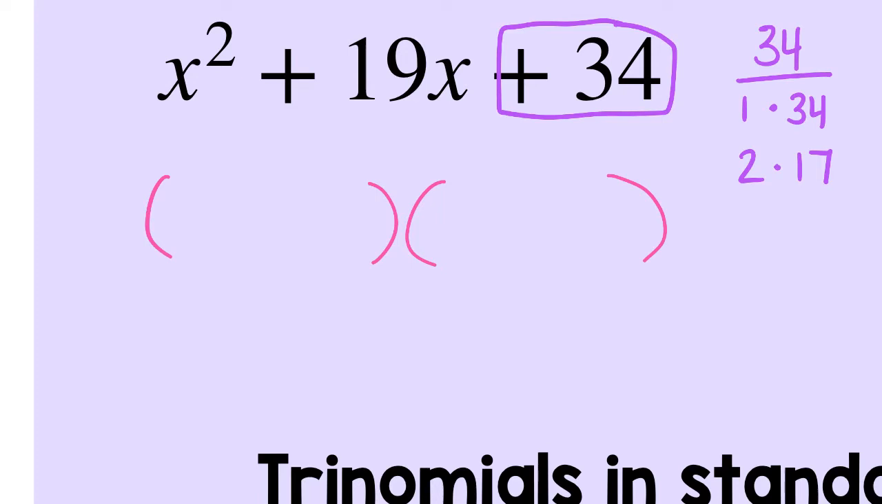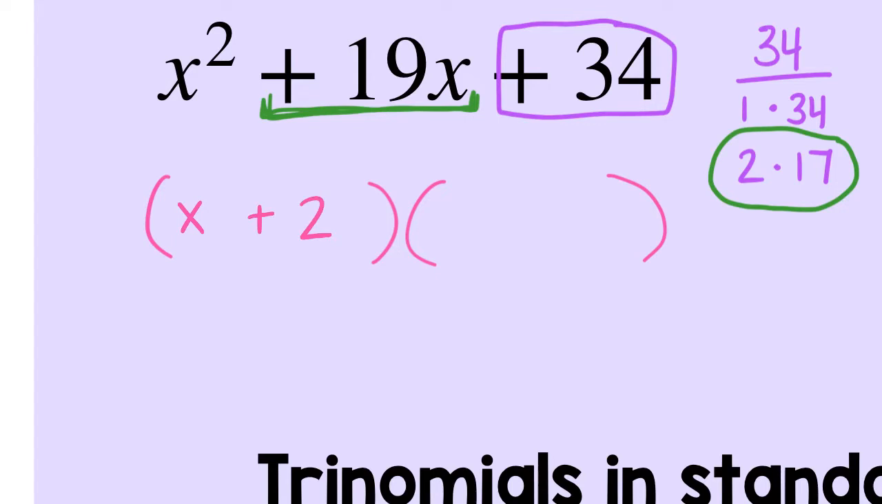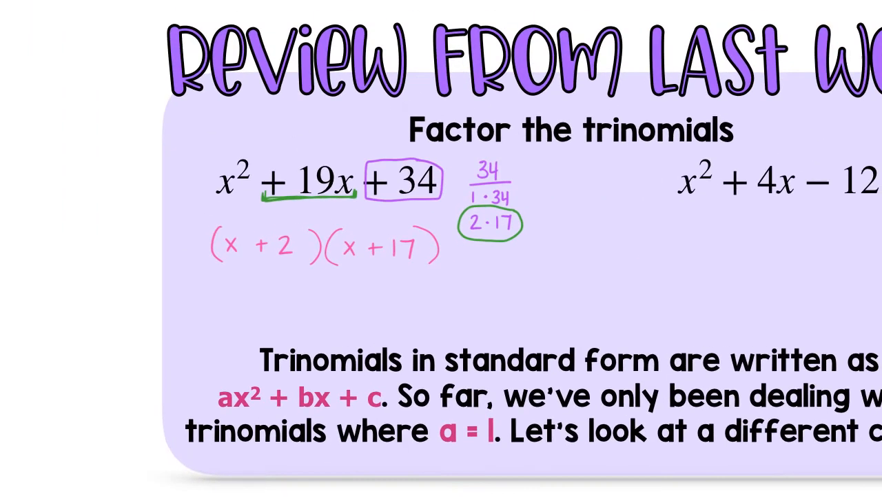And then you would want to pick the factors that would add up to this middle term here. So which of those would add up to 19? Well, that would be 2 and 17. If you add those up, that equals 19. So we would factor this by writing it as x plus 2 and x plus 17. You could do it the other way around too. You could switch these up if you want to. All right, so that's the first one.